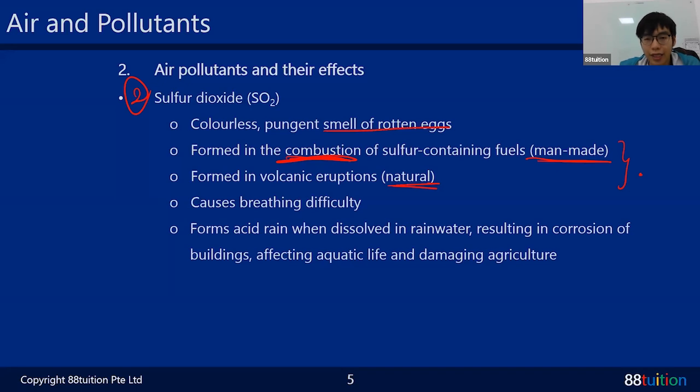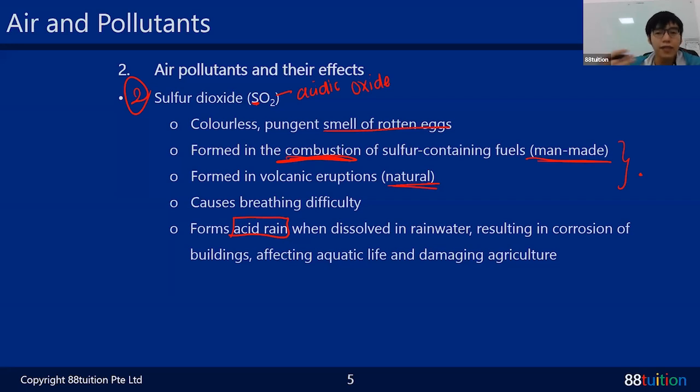Then the next two points will tell you the impact on human health as well as the environment. In terms of human health, it causes breathing difficulty. In terms of the environment, a very important one, it forms acid rain, because sulfur dioxide is an acidic oxide, if you recall from your acid page. It's an acidic oxide because it's a non-metal oxide and it has more than one oxygen. When you produce too much sulfur dioxide and it goes up into the atmosphere, and then there's rain, this acidic oxide can dissolve in the rainwater, forming acid rain, and whatever falls down, your rain will become acidic already.